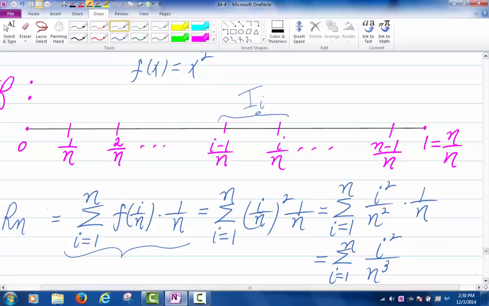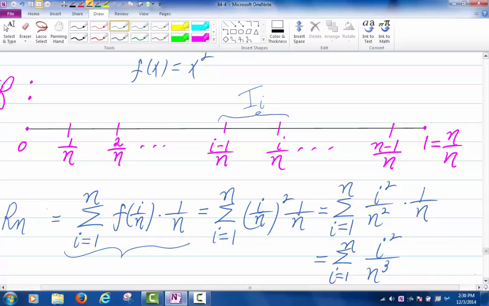Okay, so how do I compute Rn? For Rn, I look at the ith subinterval. Should I evaluate f at the right-hand point or the left-hand point? I evaluate f at the right-hand point for Rn, right? So that's what I did. f evaluated at the right-hand point, and then multiply by the length. Each subinterval has the same length, 1 over n.